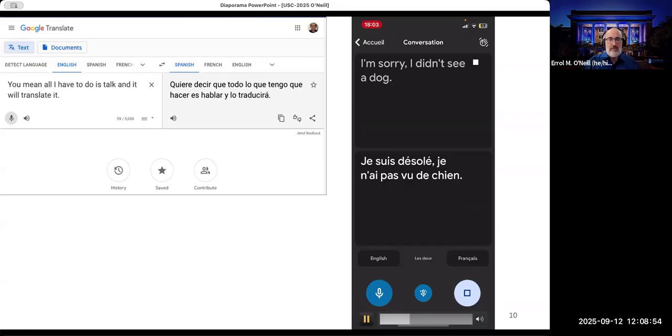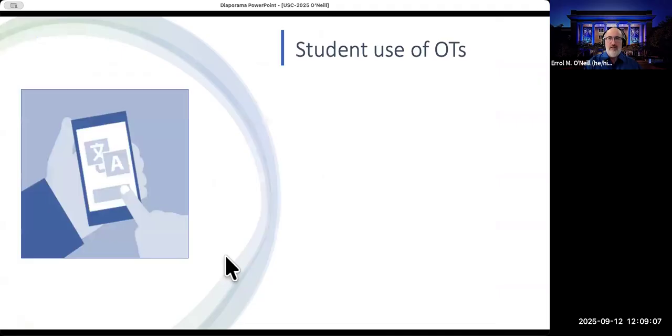So if you're imagining two different people speaking, one speaking in one language, the other speaking in the other language, it's transcribing and translating it and pronouncing it in nearly real time. So that can be useful for conversation, for practice as well.